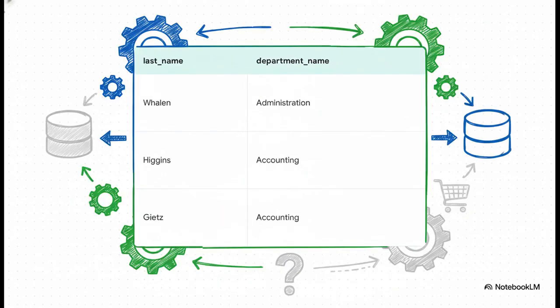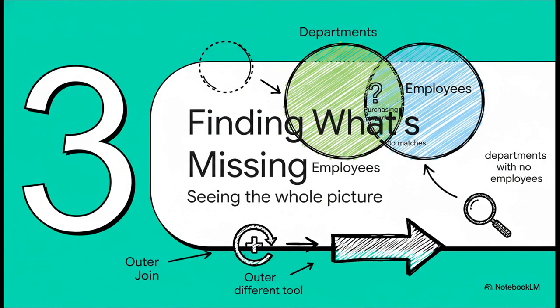And boom, here's what you get. When we do an inner join on that department ID, we get this nice, clean, combined table. Whelan is matched with administration, Higgins and Gietz get accounting. But hey, look closely. See what's not here? The purchasing department. Why? Because no employee in our first table had its ID. An inner join is ruthless. It only gives you the perfect matches. No match, you're out. But what if you needed to see that purchasing department, right?